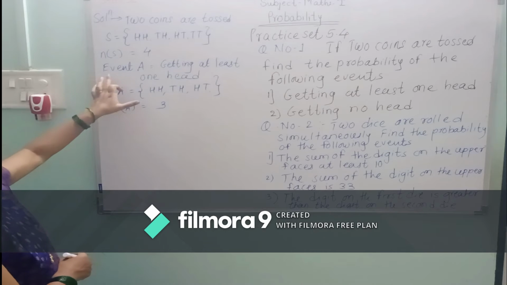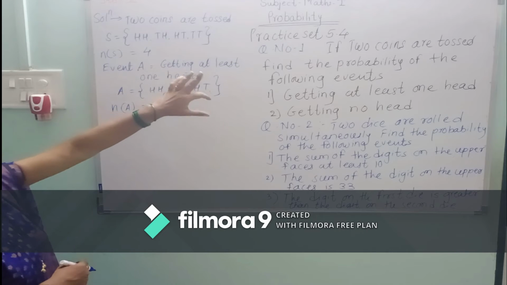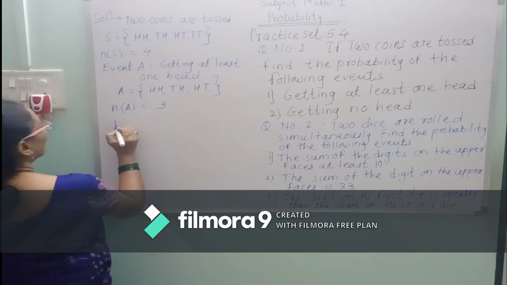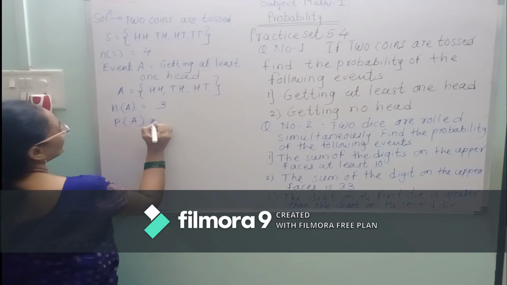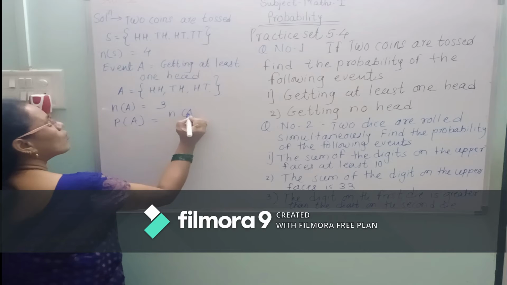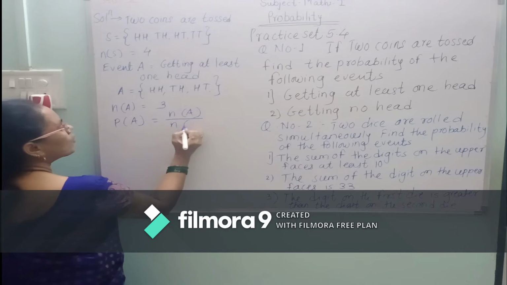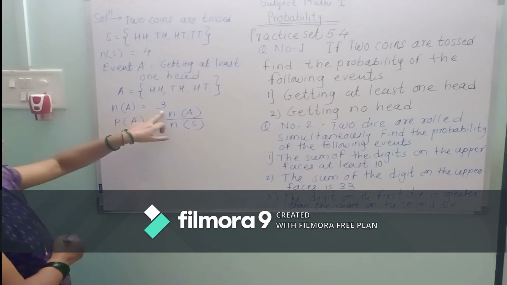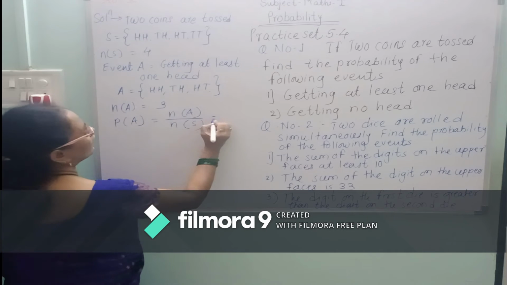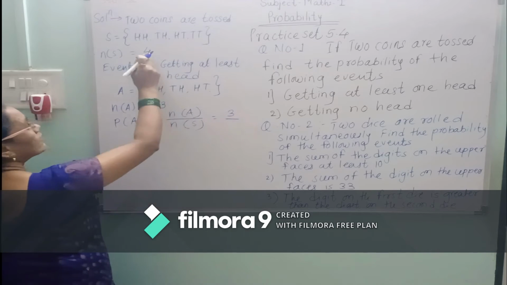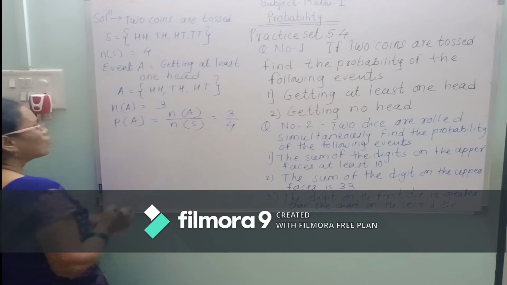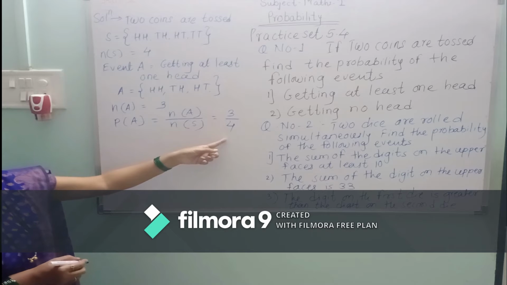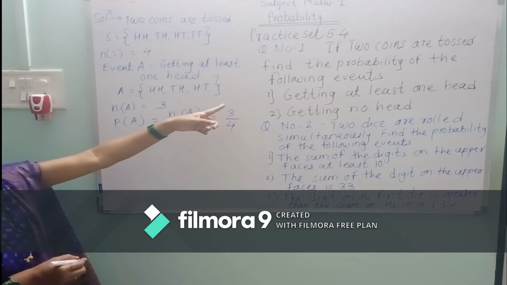Now we find the probability of event A. Write the formula: probability of event A is equal to n(A) divided by n(S). Here n(A) is 3 and n(S) is 4. So the probability of event A is 3 upon 4. This is the answer for event A.